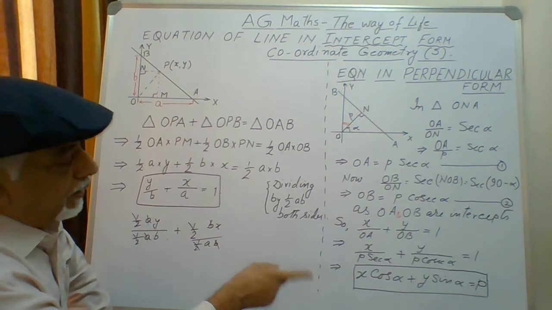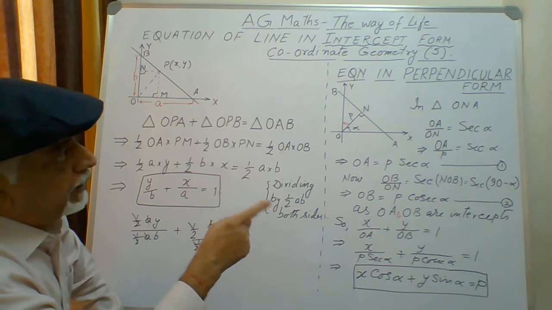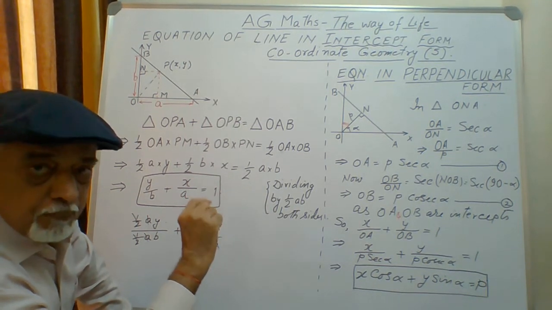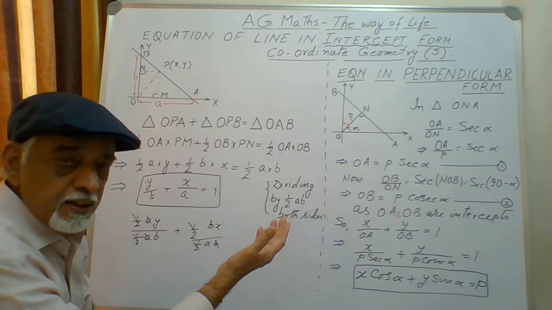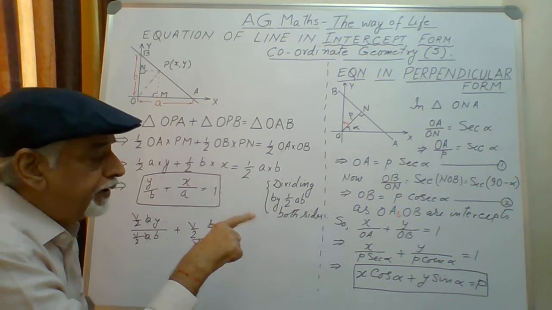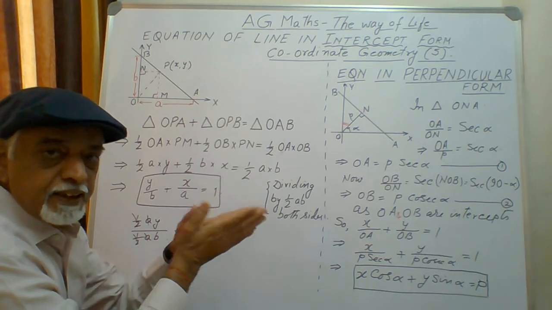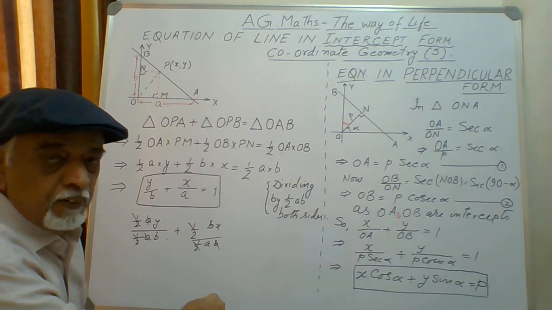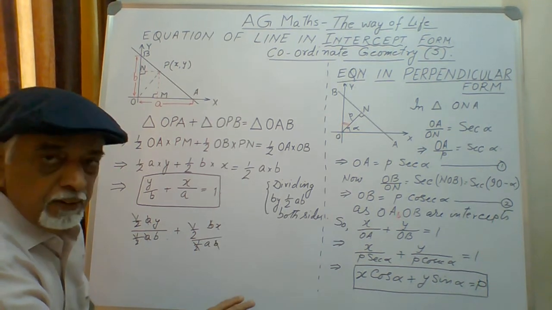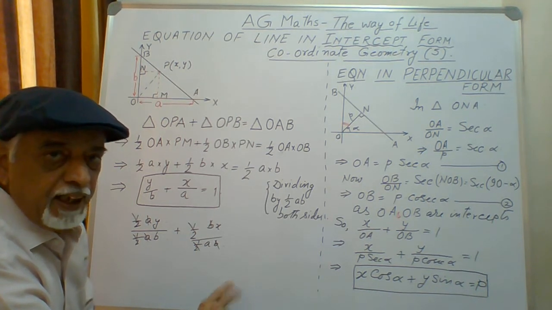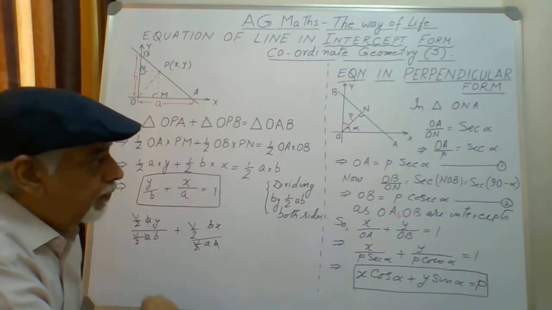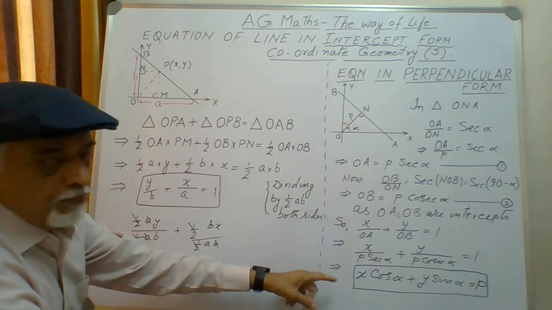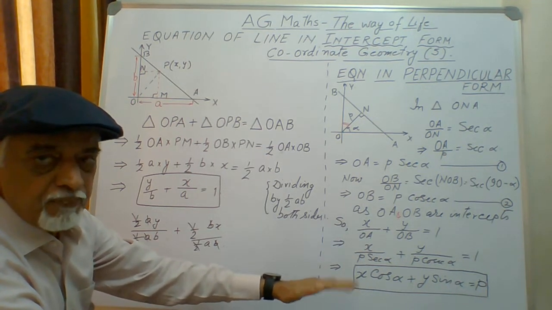That is again another form of a straight line equation, when the perpendicular length P from the origin onto the line is known to us, and the angle made by the perpendicular with the positive direction of x-axis is also known, and that angle is said to be alpha. So these are the two very important forms of equation of line. This is the intercept form, x by a plus y by b is equal to 1, and this is the perpendicular form, x cos alpha plus y sin alpha is equal to p.